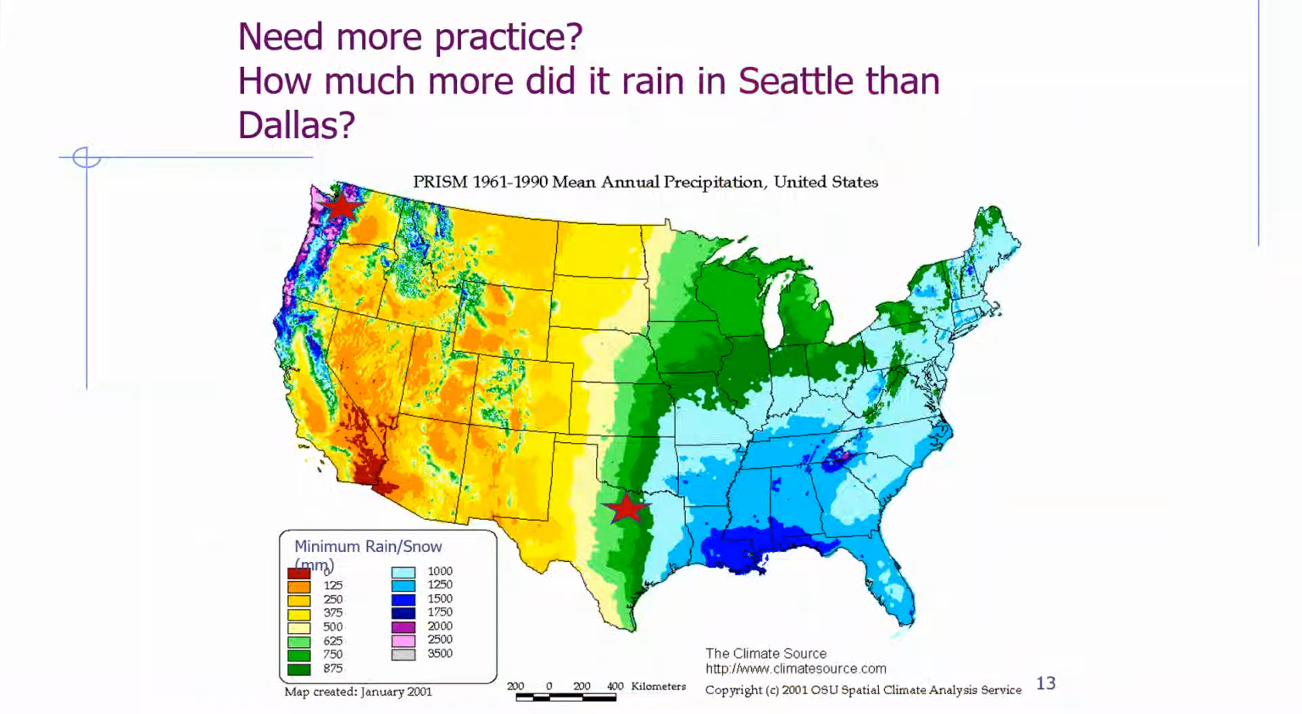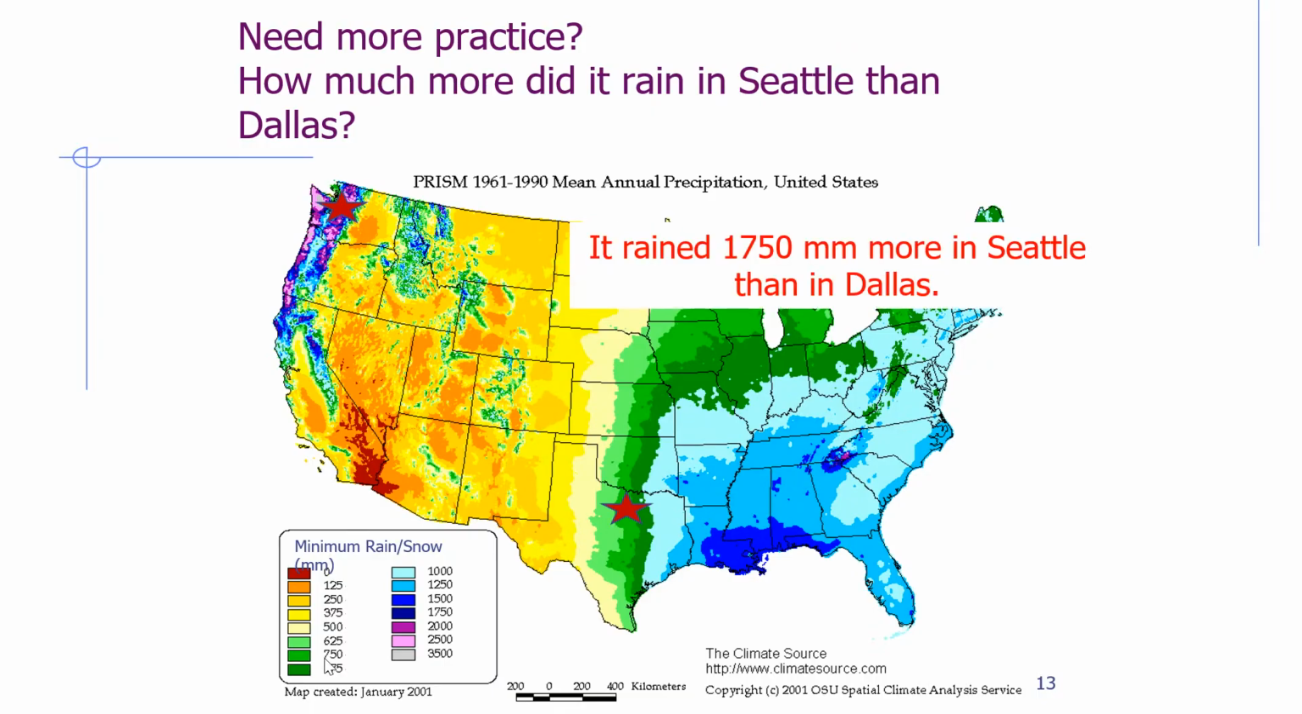And if I do the same thing, try to do the math here, this should be interesting. We're going to say maybe Seattle is, I'm going to go with this dark purple with the 2,000. And this is in the lighter green, that's at 750. So 2,000 minus 750, let's see if that's what they get. Nope, they said that this is on purple. 2,500 minus 750 would give you the 1,750 millimeters more in Seattle than in Dallas.